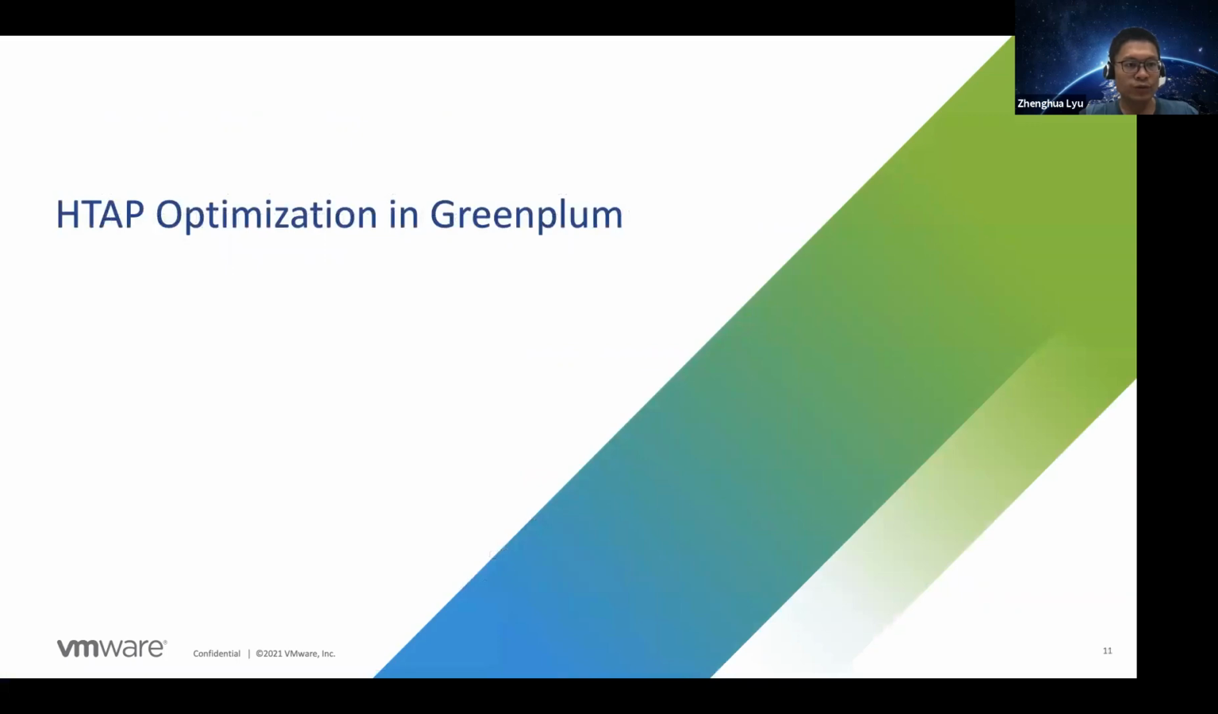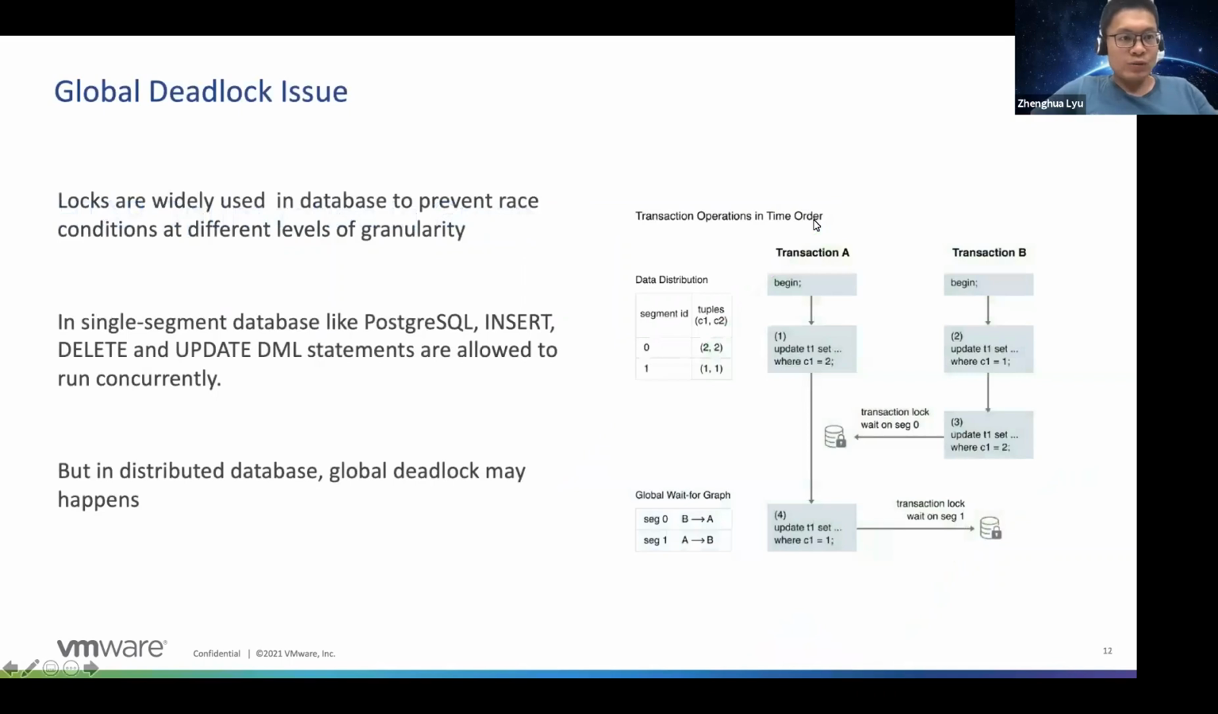Now let's come to the core part of this talk, the H-tab optimization in Greenplum. Let's first talk about the global deadlock detect algorithm. Before we dive into the algorithm, we first introduce the concept of global deadlock in Greenplum.